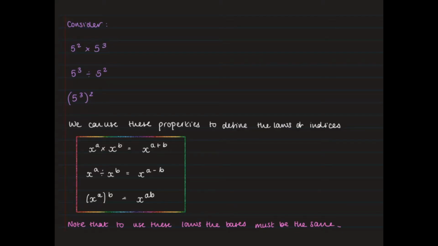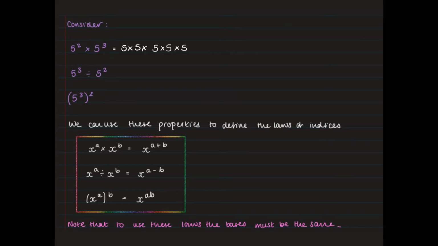So in this second lesson on powers, we're going to have a look at the laws of indices. So the first thing we're going to do is consider 5 squared times 5 cubed. If I write that out, 5 squared is the same as 5 times 5, and 5 cubed is the same as 5 times 5 times 5. And these are multiplied together.